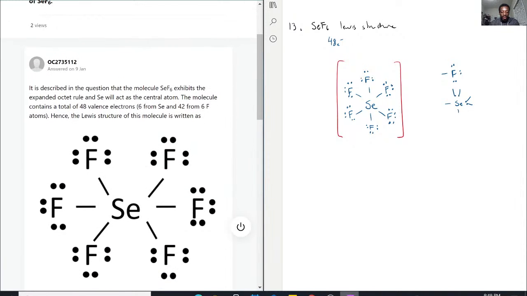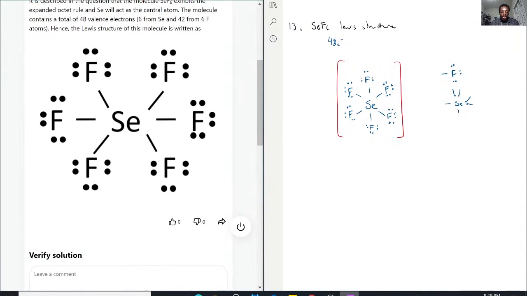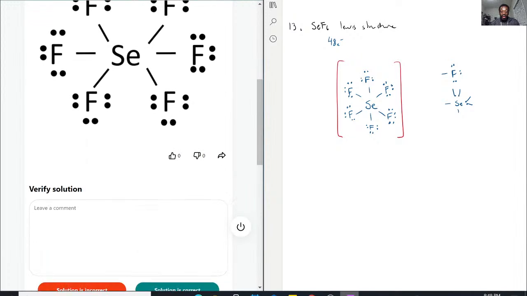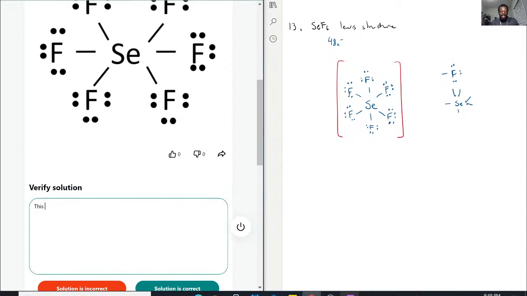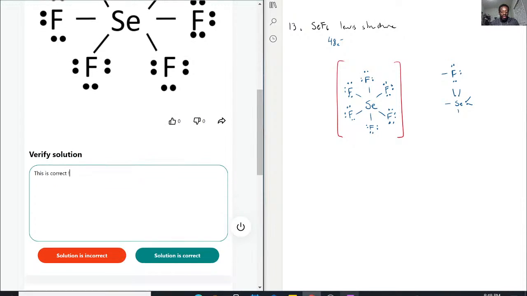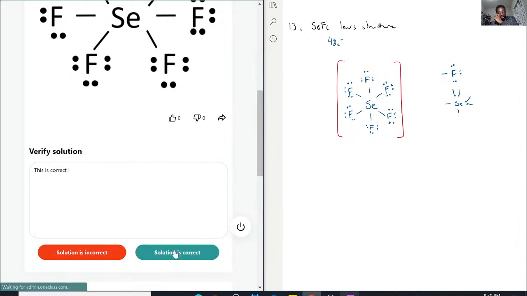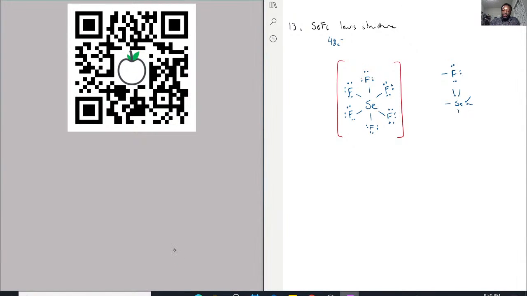So let's see what they get. Yep, that is the answer right there. And everything else is good. So this is correct. So now let's move to question number 14.